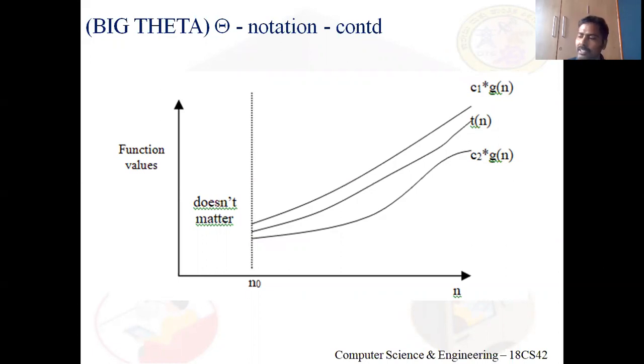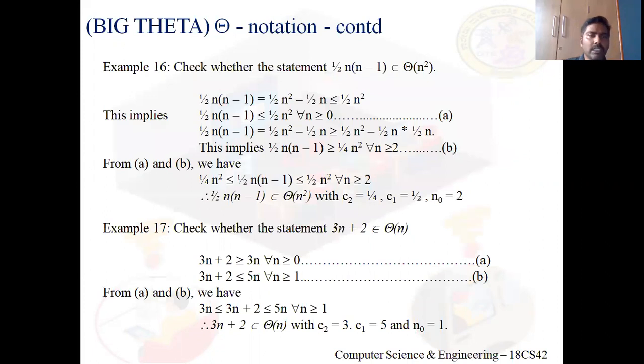So I need to determine what is that C1 and C2. Now I will look at some examples. First, let me have a look at the second example. Check whether the statement 3n plus 2 belongs to big theta of n.